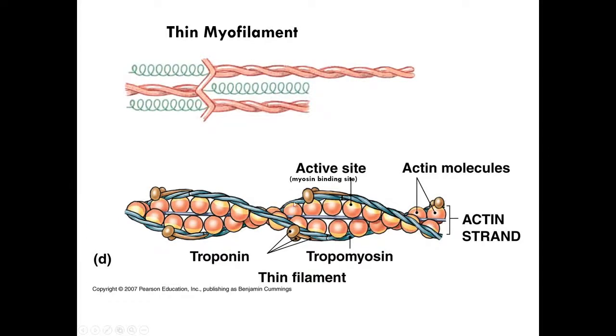Over these actin filaments there is rope-like or thread-like green colored tropomyosin, and we can see that the actin filaments have some active sites, yellow in color over here, and those active sites are covered by this tropomyosin. At the same time we can see that troponin molecules are attached over the tropomyosin. So this is the arrangement of the thin filaments.